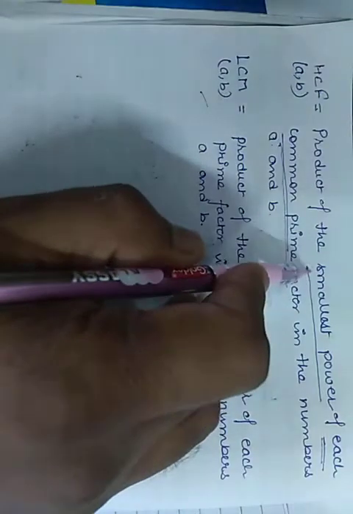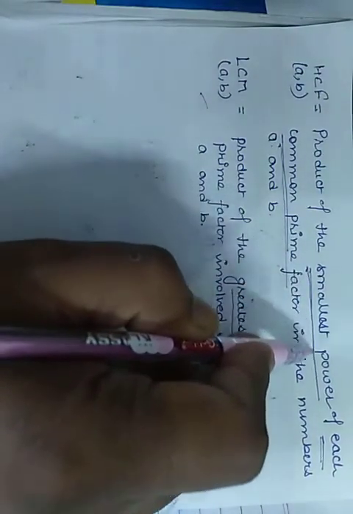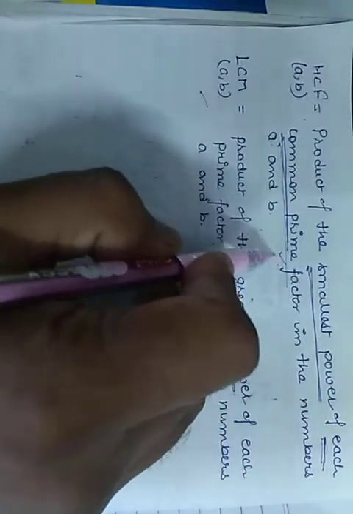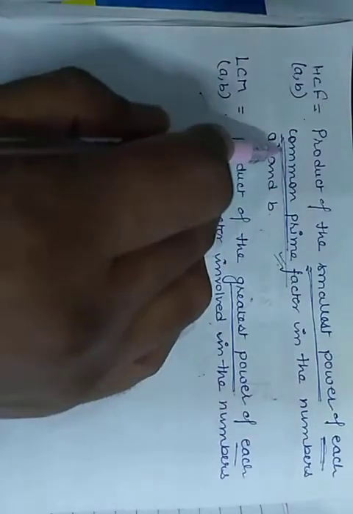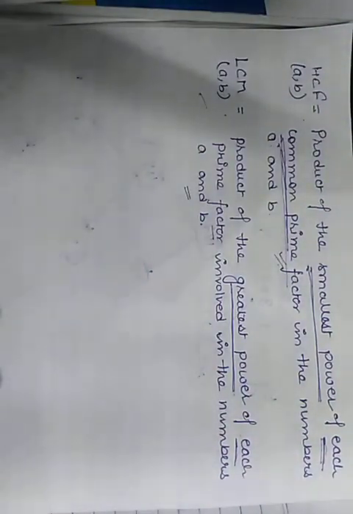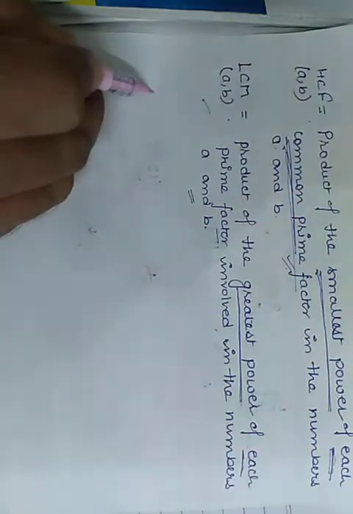The first difference here: in HCF we will consider the smallest power, and in LCM we will consider the greatest power. Now each common, it means for HCF we will go for only common factors. In LCM we will consider each prime factor. Here we will consider only common factors, and here we will consider all the factors involved in A and B. I will explain with an example.